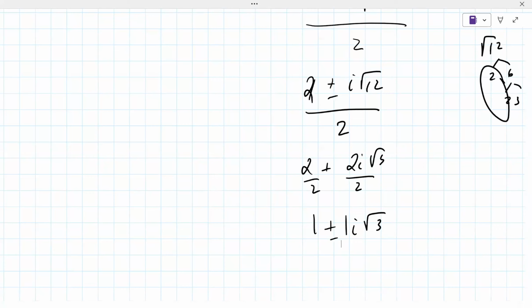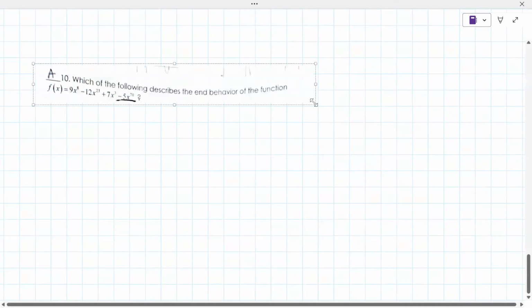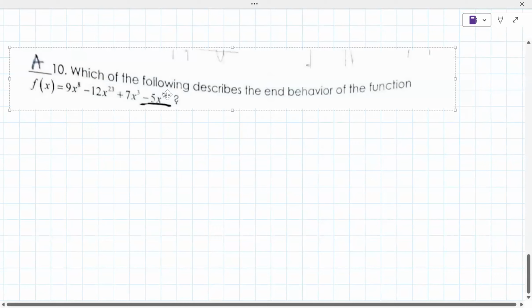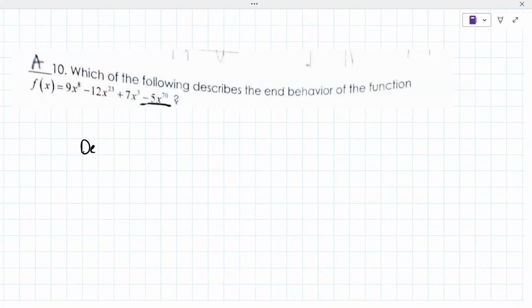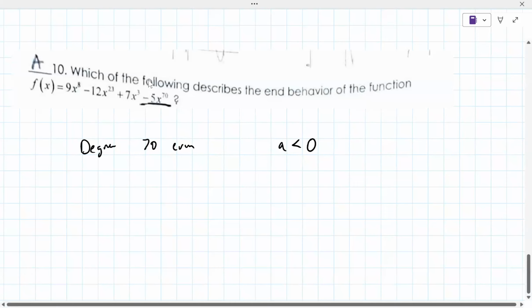Number 10. What do you think happened on number 10? You've got what's called the leading term, the degree is even. Yeah, I think the only reason why I got number 10 wrong is because I assumed it was already in standard form, so I took the 8 from 9x to the 8 instead of looking at that it wasn't completely in standard form. Okay. Yeah, you have to scan for that leading term there.